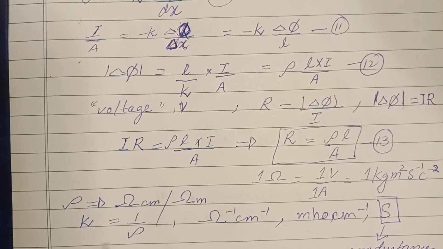So for the unit of conductivity or the electrical conductance, the unit is Siemens per centimeter.